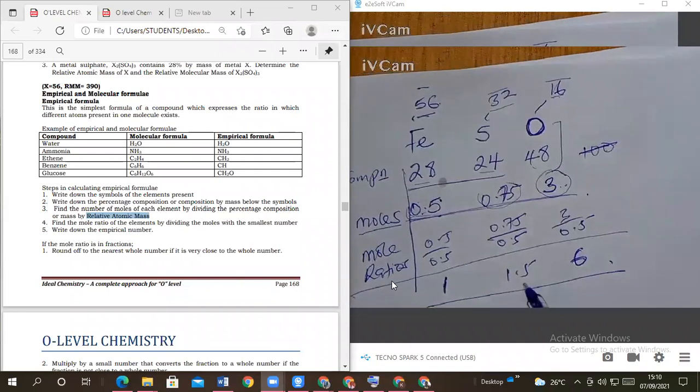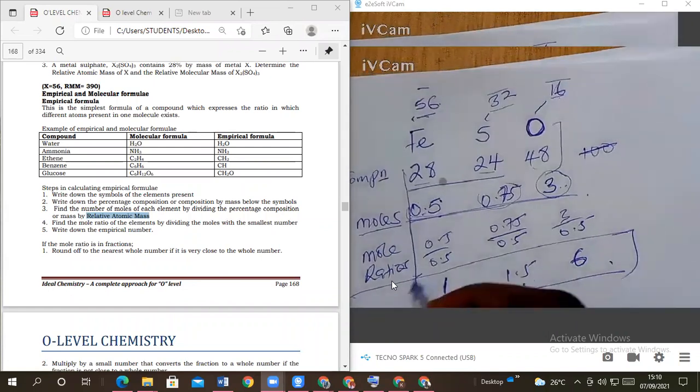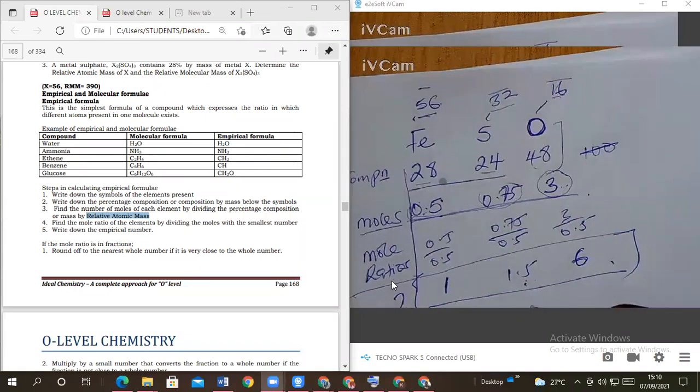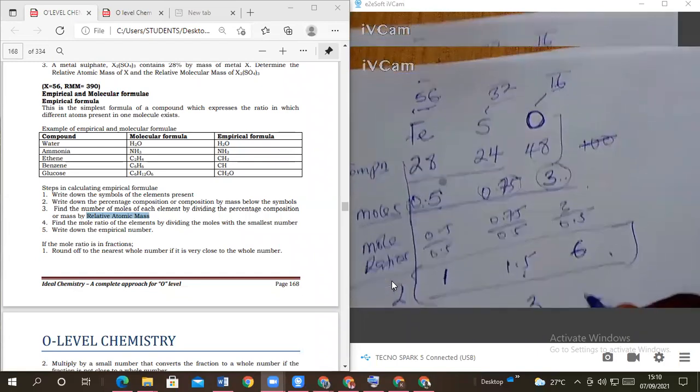This .5 is far from the whole number, isn't it? It is very far from the whole number. So what do we do? We multiply by 2. Very good. So if you multiply by 2, you get 2. This one comes to 3. Then this one goes to 12.